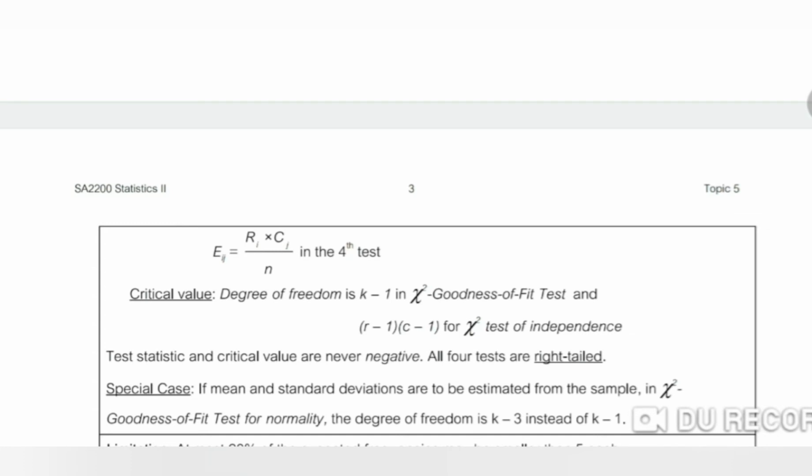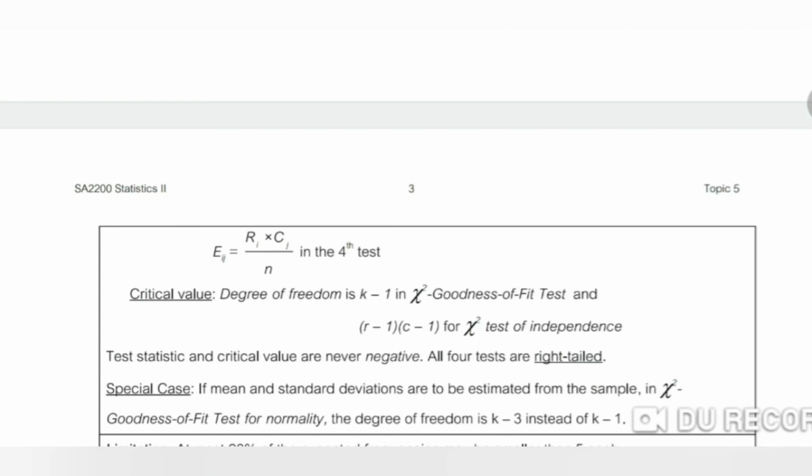You will be given two-way frequency table. You call this table contingency table or cross tabulation of variables X and Y. Here I write some remarks. Test statistic and critical value are never negative. All 4 tests are right-tailed.